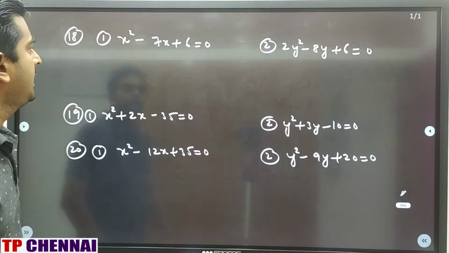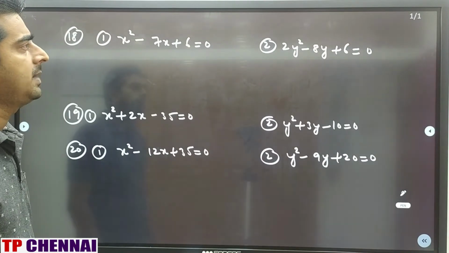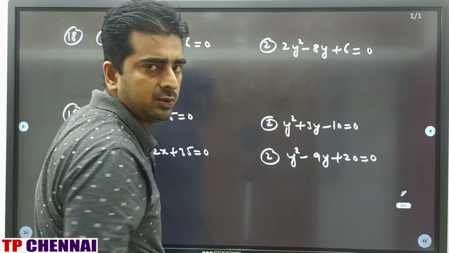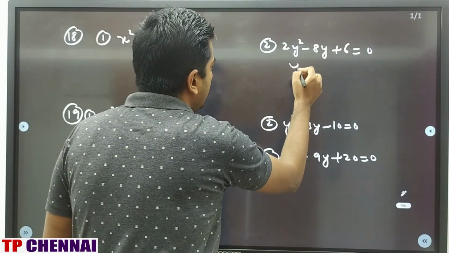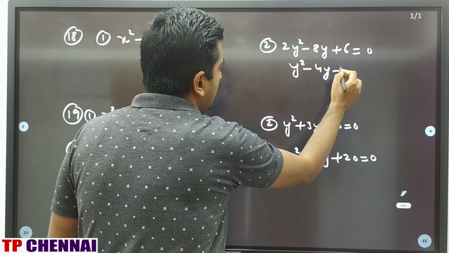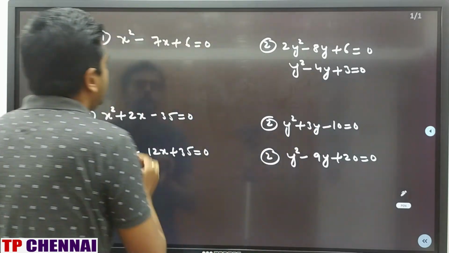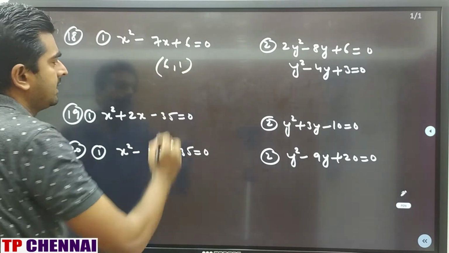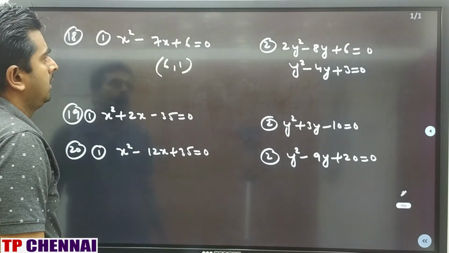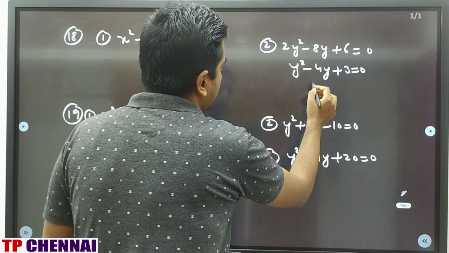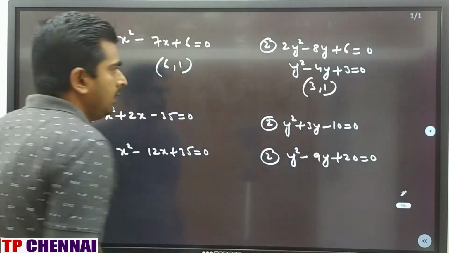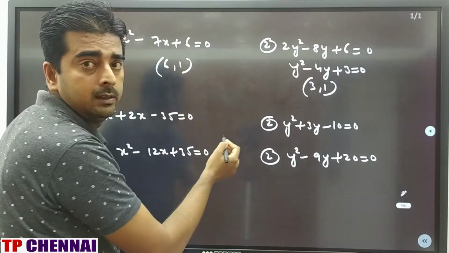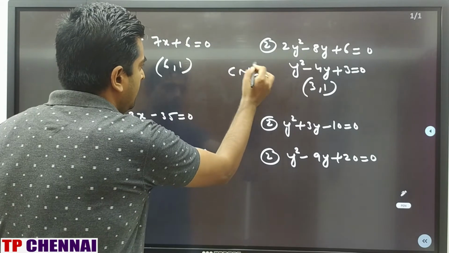18th one, x square minus 7x plus 6 is equal to 0. 2y square minus 8y plus 6 is equal to 0. Here coefficient of x square is 1. Here coefficient of y square is 2. Make it 1. Divide this one by 2. Y square minus 4y plus 3 is equal to 0. Right? Now simplify this one. So roots will be 6 comma 1. Final answer directly. Right? And here it will be 3 comma 1. Directly. 6 and 3, 6 is greater. 6 and 1, 6 is greater. 1 and 3, 3 is greater. So my answer is C and D.